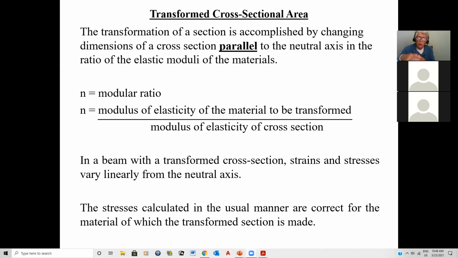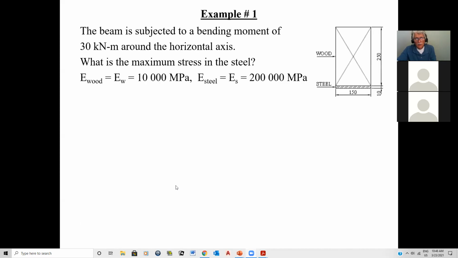In other words, if you're calculating everything in wood, you can calculate the values of the stress in the wood right away. But if you're calculating the steel, you're going to have to multiply that by the n value to get the actual value. And you're going to see this in the example, how that's applied. So that's the only thing I have to be careful about.